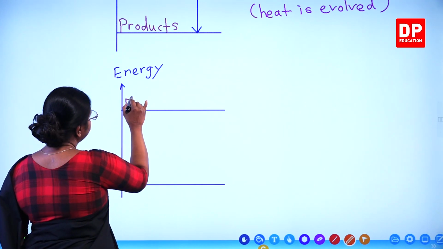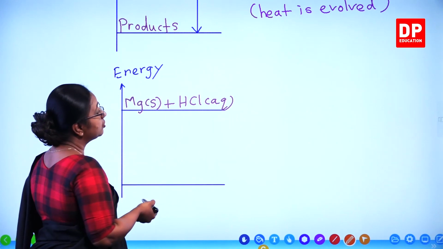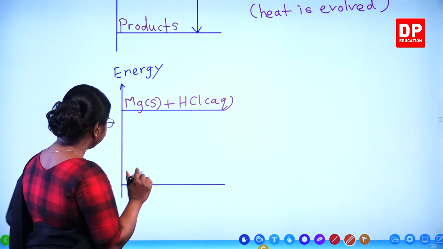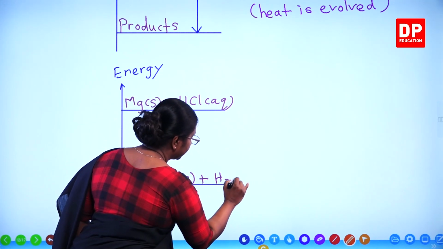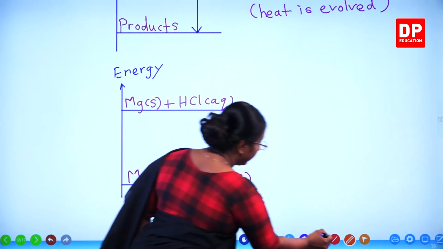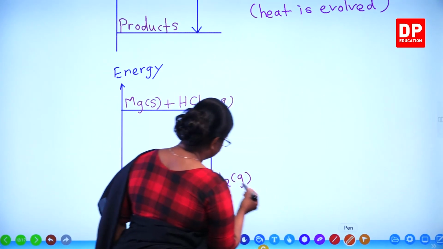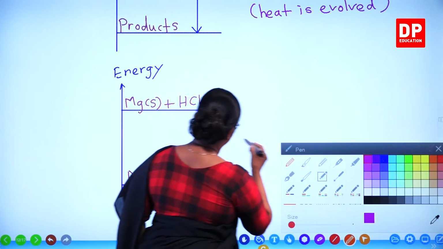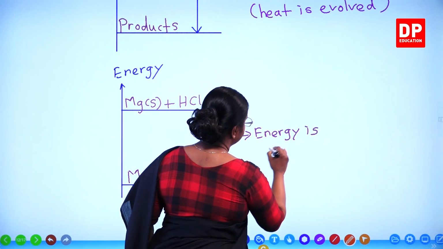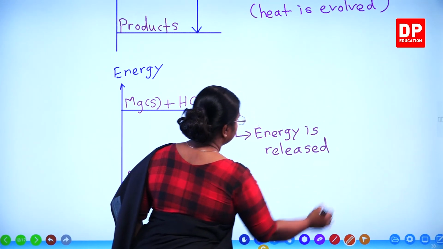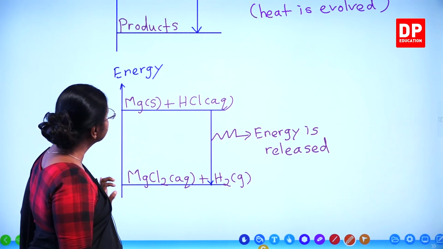What are the reactants? We had magnesium solid and hydrochloric acid aqueous. You have to show the reactants as well as their physical states. And the products, magnesium chloride aqueous and the liberation of H2 gas. So, during this reaction, the change occurs like this, where energy is released. So, is this okay, students? This is how we represent the example in an energy level diagram.